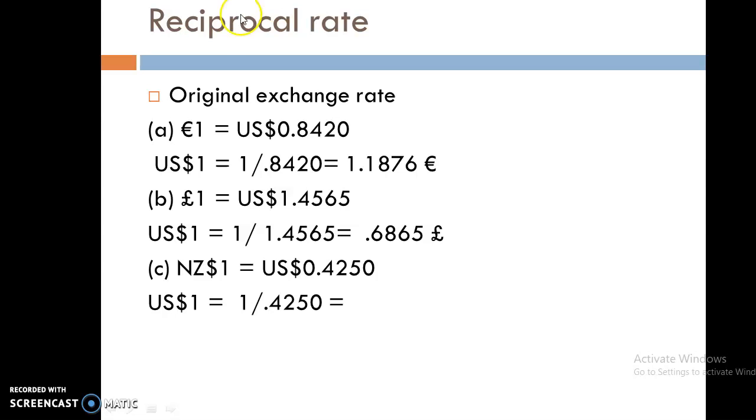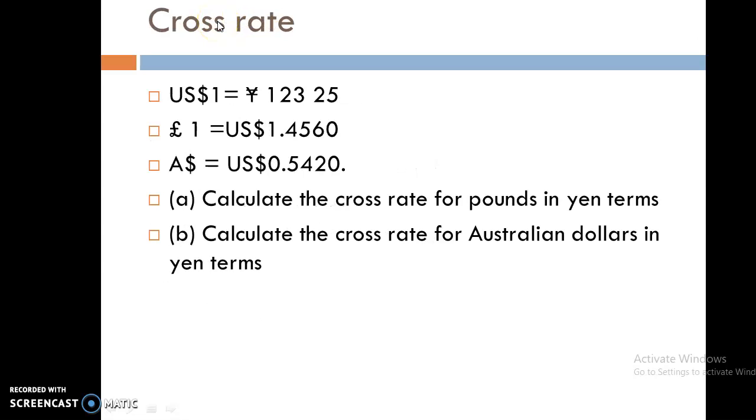Let's look into the next calculation part. That's cross rate calculation. What is cross rate calculation? 3 rates are given here. $1 equals yen 123.25. 1 pound equals US dollar 1.4560. Australian dollar equals US dollar 0.5420. And you want to calculate the cross rate for pound in yen terms.